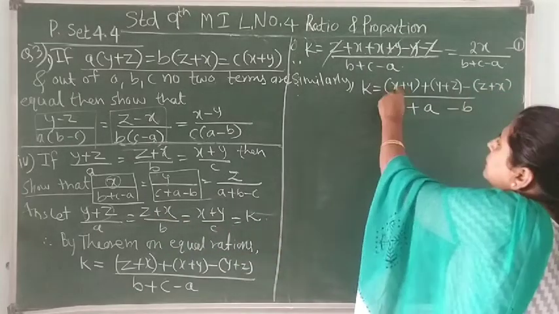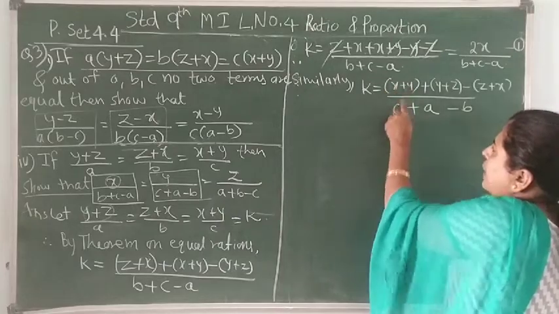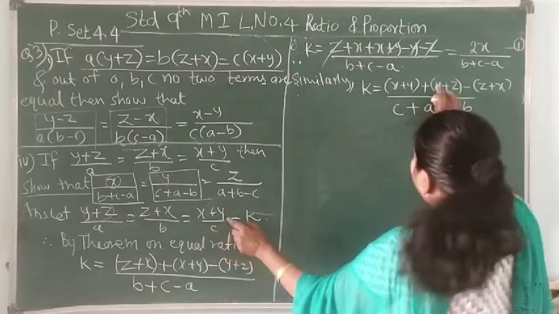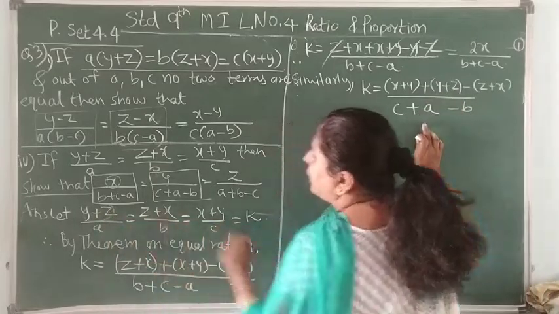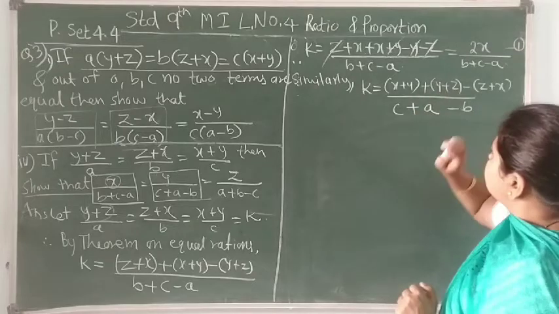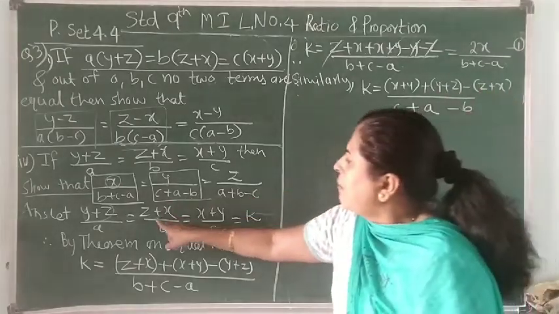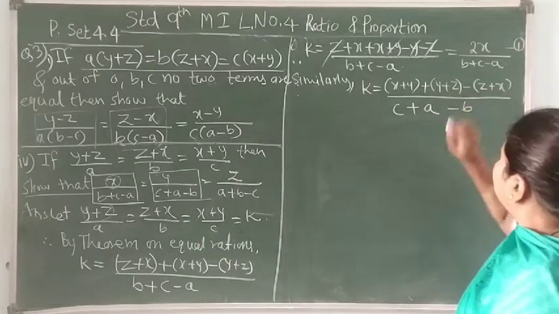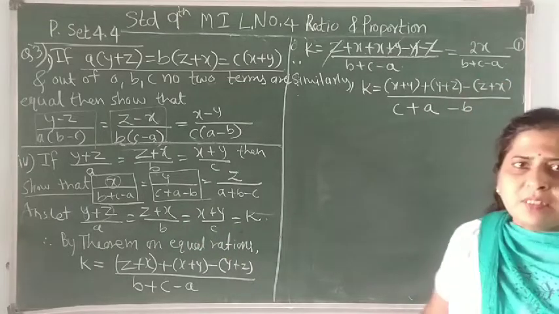So this is the third ratio, x plus y upon c. Okay, we have done this first. Then we have added the first ratio, y plus z upon a, and subtracted the middle ratio, z plus x upon b. So both of these terms we have subtracted.